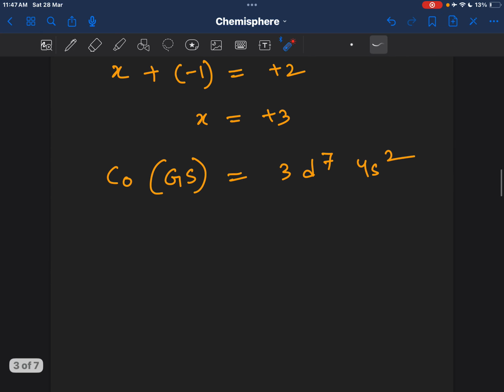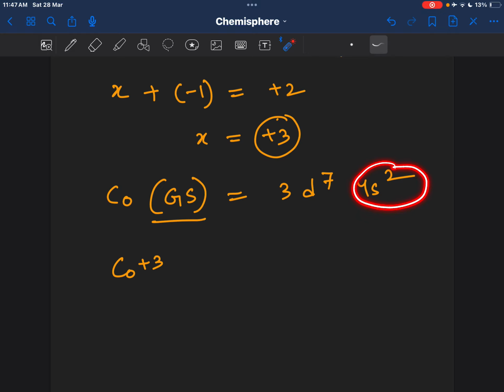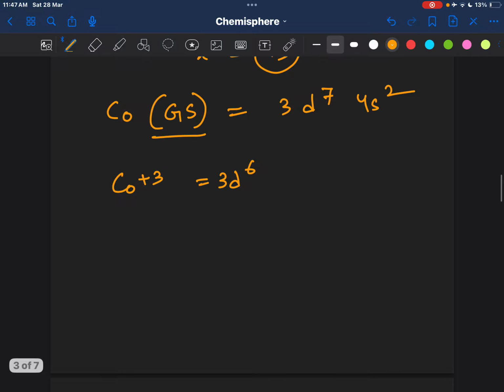We know that it exists in a +3 oxidation state. In the ground state, cobalt's configuration is 3d7 4s2. So the configuration of +3 will be: remove 2 electrons from the outermost shell, then 1 from 3d, so we'll be left with 3d6. Now whenever the configuration is 3d6, there are 2 states possible.